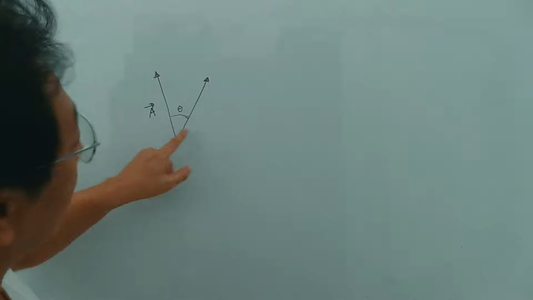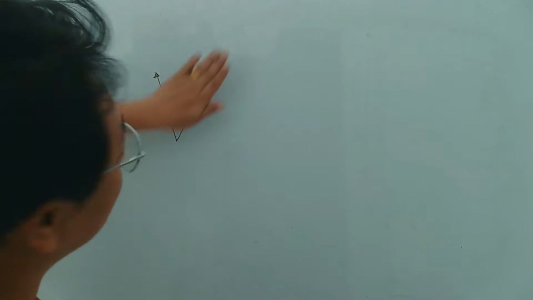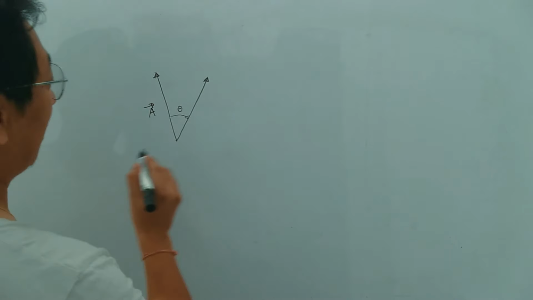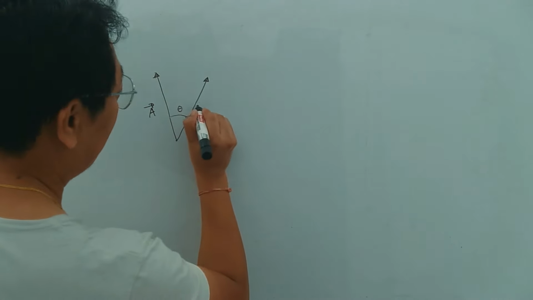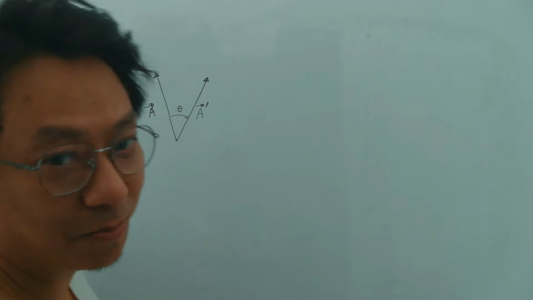Now are these two vectors the same? The magnitude is the same but the direction has changed. So the vector has changed. If I call this vector a bar, this vector I cannot call a bar. It has to be something else. Let me call it a dash bar.